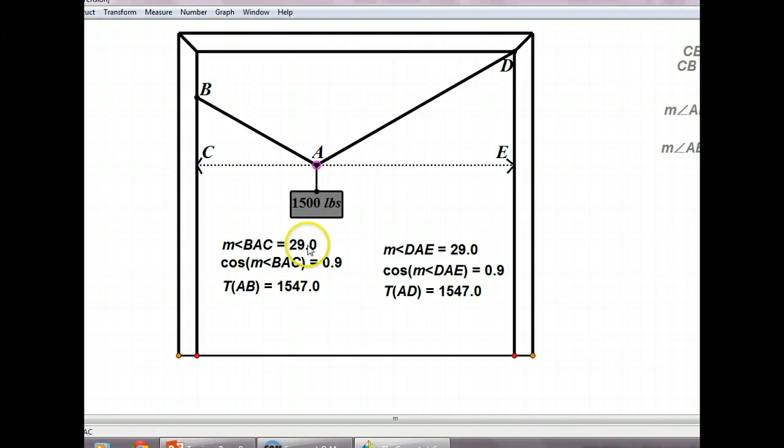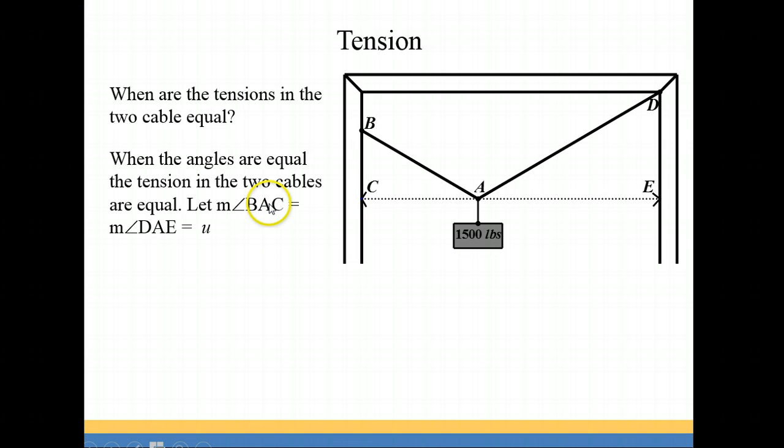So let's look and see what's happening here. It looks like their cosines are the same and their angles are the same. So let's go back and figure out why that would be true. So we're going to let both of our angles equal angle U. So we're going to let U represent the measure of those two angles. So they're going to be equal.